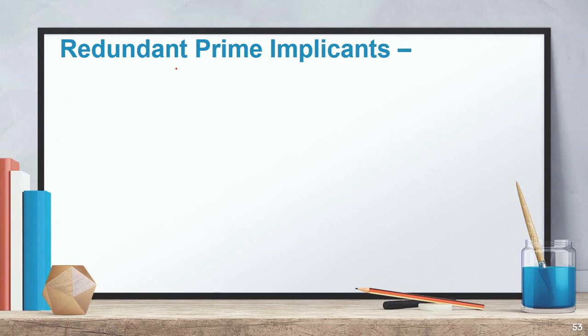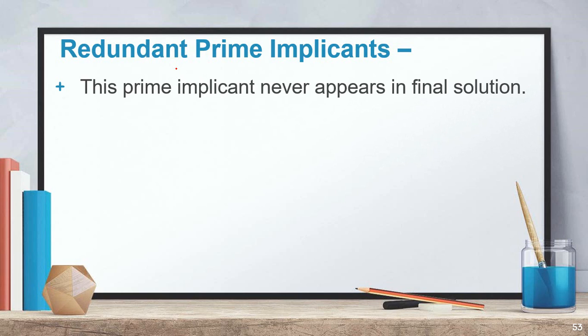Next, one more type we have is called the redundant prime implicant. A prime implicant for which each of its minterms is covered by some essential prime implicant is usually known as a redundant prime implicant. This is also known as RPI. In a simple way, we can say that this prime implicant never appears in the final solution. It is also a subgroup, and the redundant prime implicants plus the essential prime implicants together we call prime implicants. So whichever we have not taken as an essential prime implicant, that portion we call a redundant prime implicant.